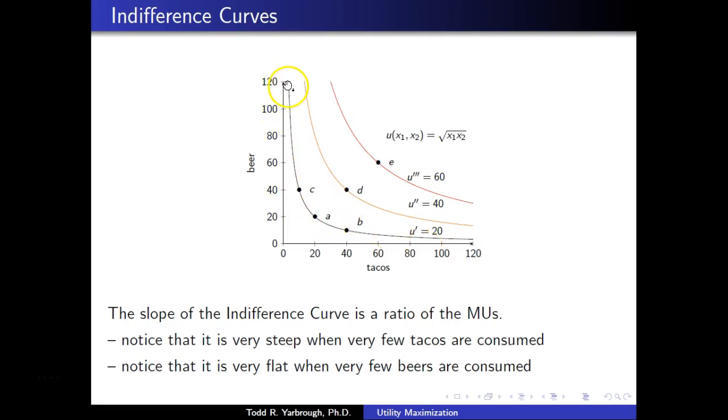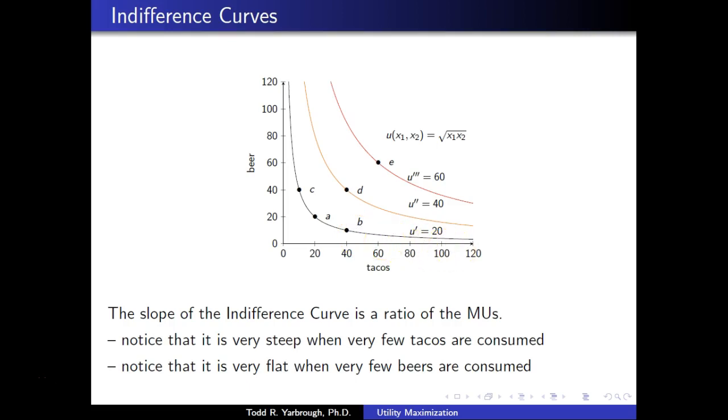It shows up once again. So if I'm already contemplating a lot of beer, I'm willing to give up a lot of beer to get just more tacos. And if I'm contemplating a lot of tacos, I'm willing to give up a lot of tacos to get just a little bit more beer. Again, diminishing marginal returns shows up once again.